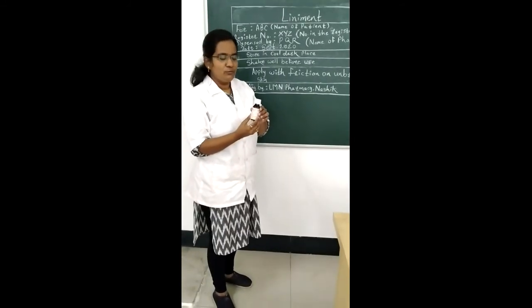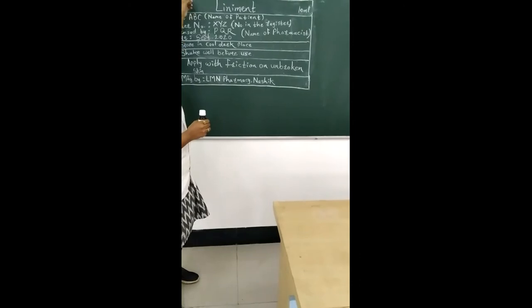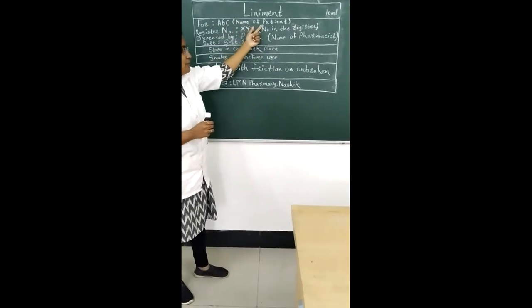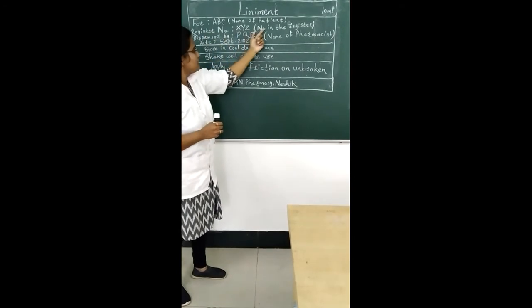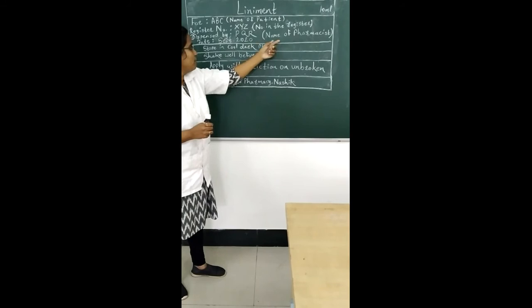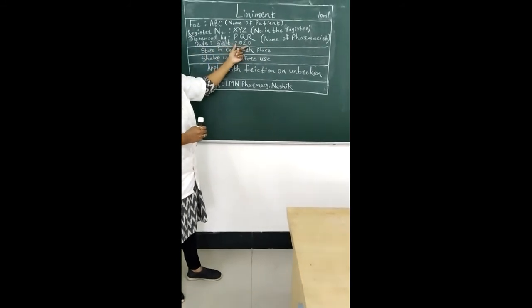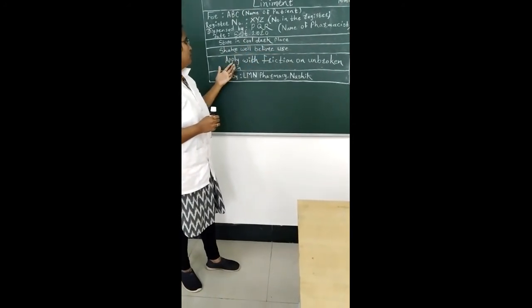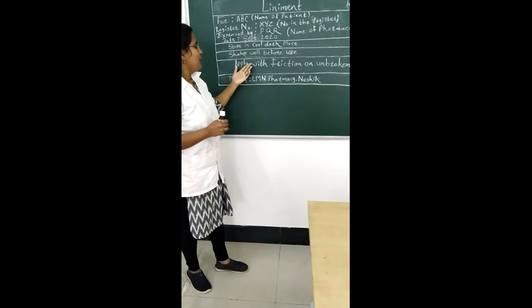So now let's move towards the labeling part. Labeling of formulation, liniment 10 ml. For ABC means name of patient, register number, that is XYZ number given in the register. Dispatched by PQR means name of pharmacist. Manufacturing date September 2020. Storage condition: stored in a cool place. Shake well before use. One more direction for liniment is apply with friction.